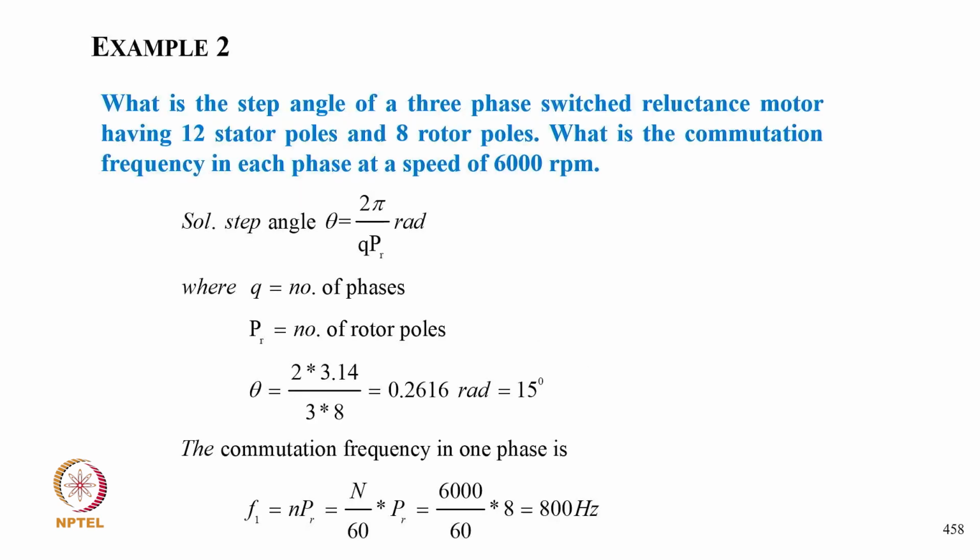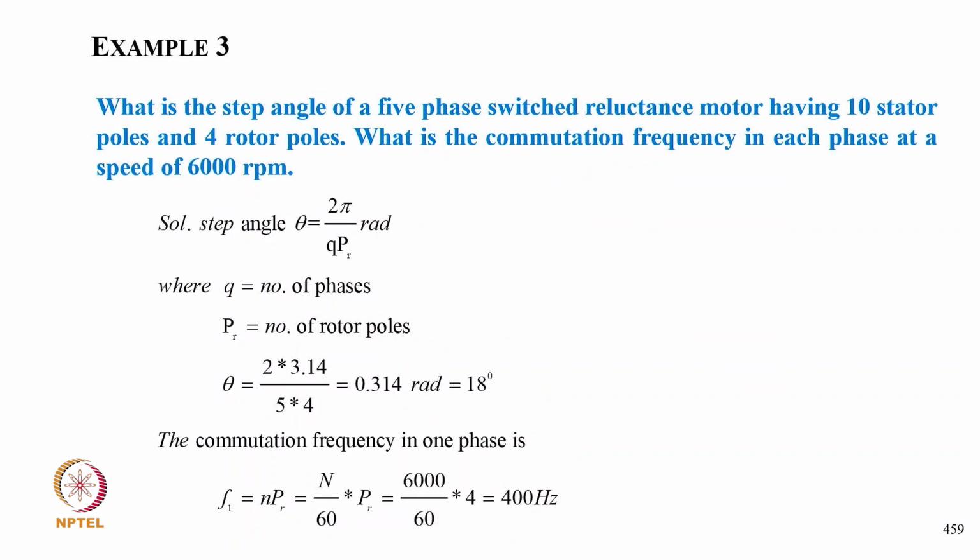Now coming to example 2: what is the step angle of a 3-phase reluctance motor having 12 stator poles and 8 rotor poles, and what is the commutation frequency in each phase at a speed of 6000 rpm? The solution is step angle theta equal to 2 pi upon q PR, where q is the number of phases and PR is the number of rotor poles. So theta is 2 pi upon q PR, that is 15 degrees, and the commutation frequency is f equal to N upon 60 times PR, and that comes to 800 hertz.